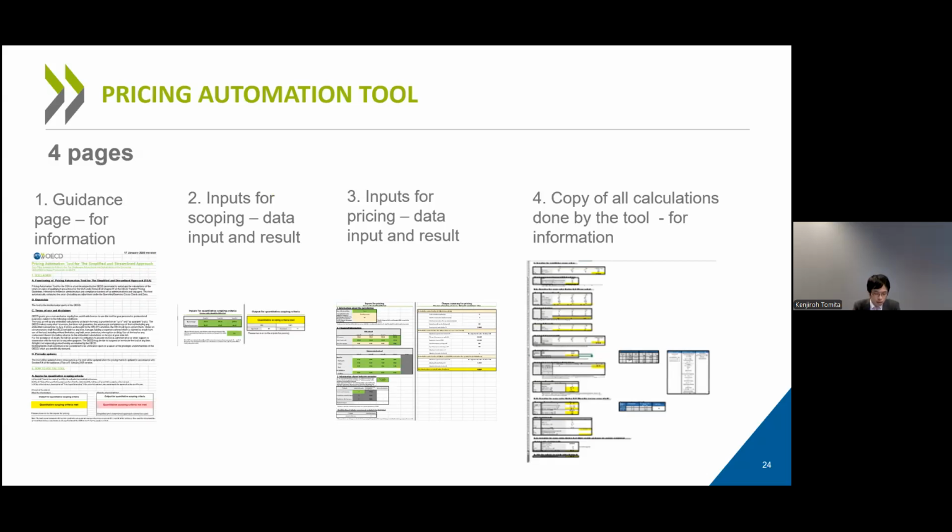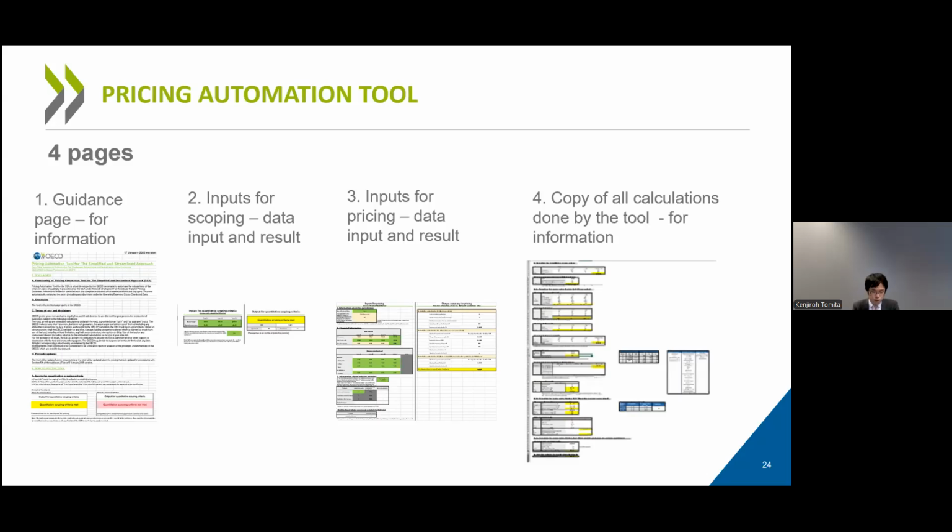The first page is the guidance page on how to use this tool. So I will recommend you reading this page when you use the tool for the first time. The second page is inputs for scoping. That completes the calculations for the quantitative scoping criterion, and you can check the result on the same page. And the third page is the inputs for the pricing purposes. With the inputs to this tab, the tool completes all calculations for pricing purposes, including the application of the pricing metrics and the 2 adjustment features that Noel just explained.